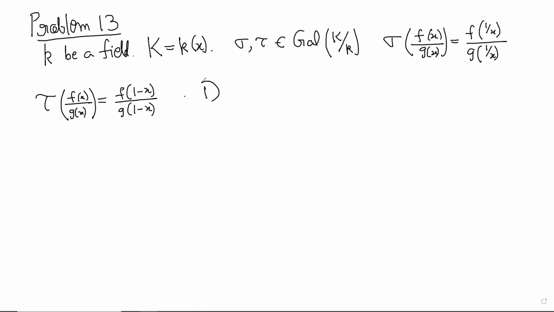First question is determine the fixed field F of the group generated by sigma and tau, or it will be the same as the fixed field of these two automorphisms sigma and tau, because these two will be the generators of that group. So the question just states determine the fixed field of this. Try it.